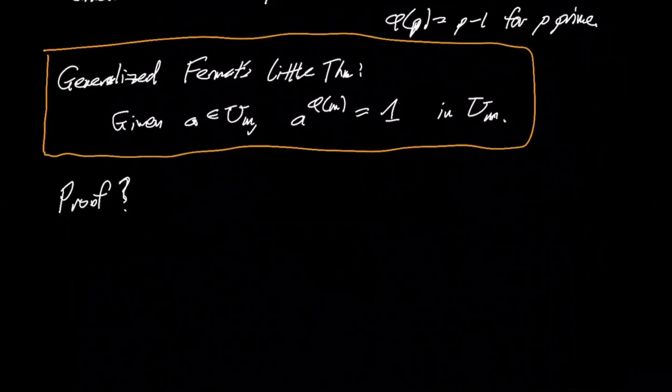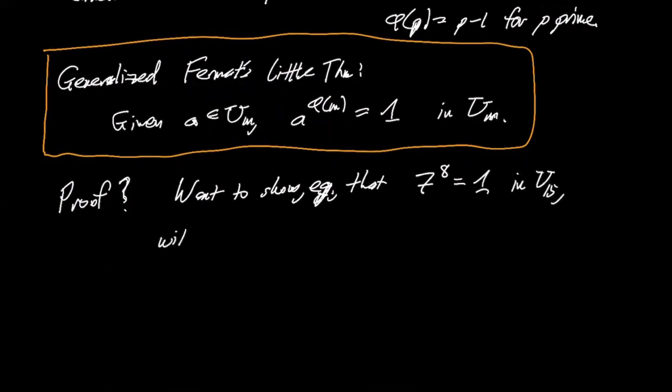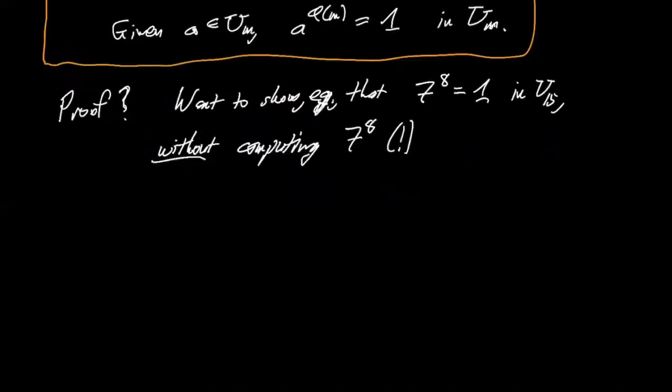I want to show, for example, that 7 to the 8th power is 1 in U15 without computing 7 to the 8th power. I just want to give some sort of argument that says that this actually does work. Because if it's going to be a proof that generalizes, I can't just compute it and show you that it equals 1. I have to give you some argument.